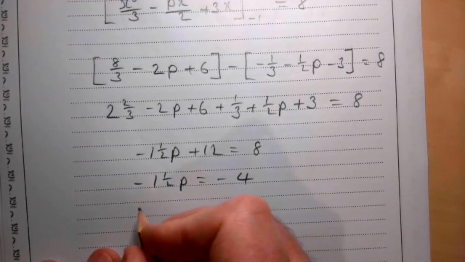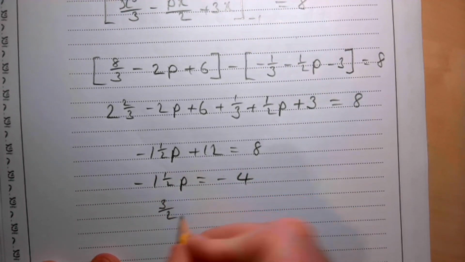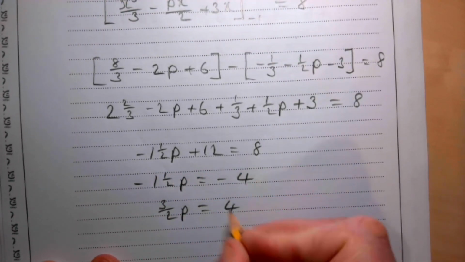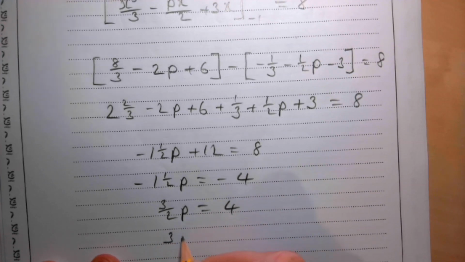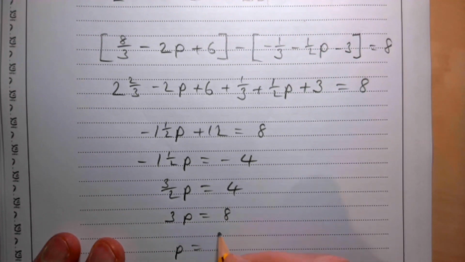A load of different ways of doing this. Let me see if we can get rid of our minuses, so we can write down 3 over 2p is 4. Times both sides by 2, we get 3p equals 8, and p then equals 8 over 3.